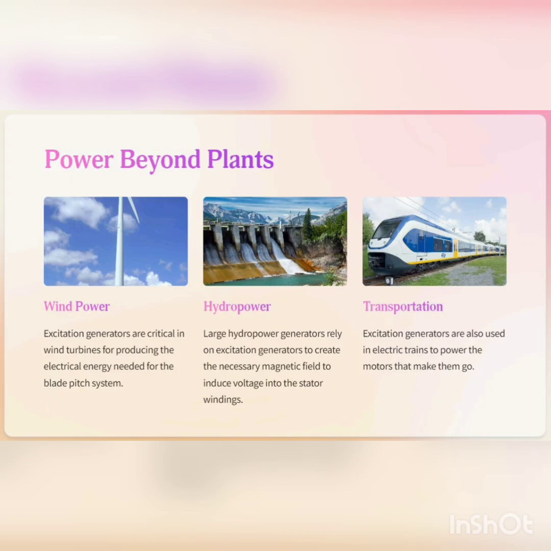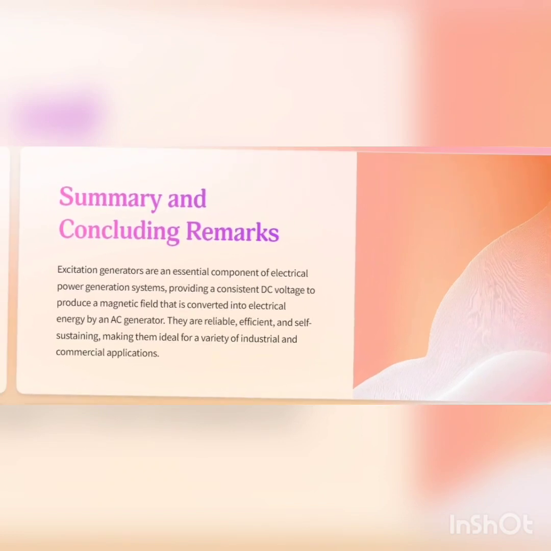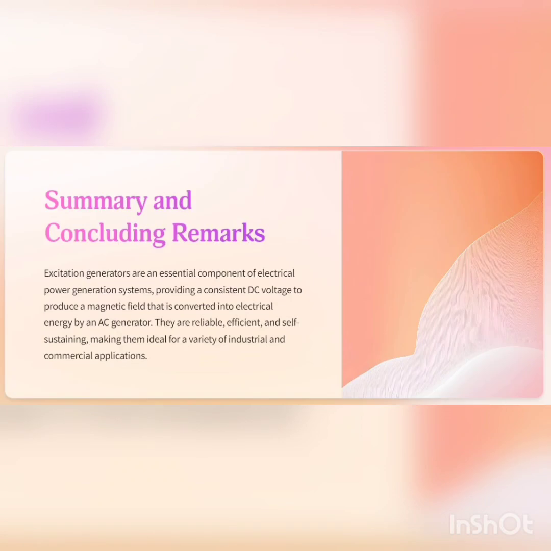So for the summary and concluding remarks: excitation generators are an essential component of electrical power generation systems, providing a consistent DC voltage to produce a magnetic field that is converted into electrical energy by an AC generator. They are reliable, efficient, and self-sustaining, making them ideal for a variety of industrial and commercial applications.